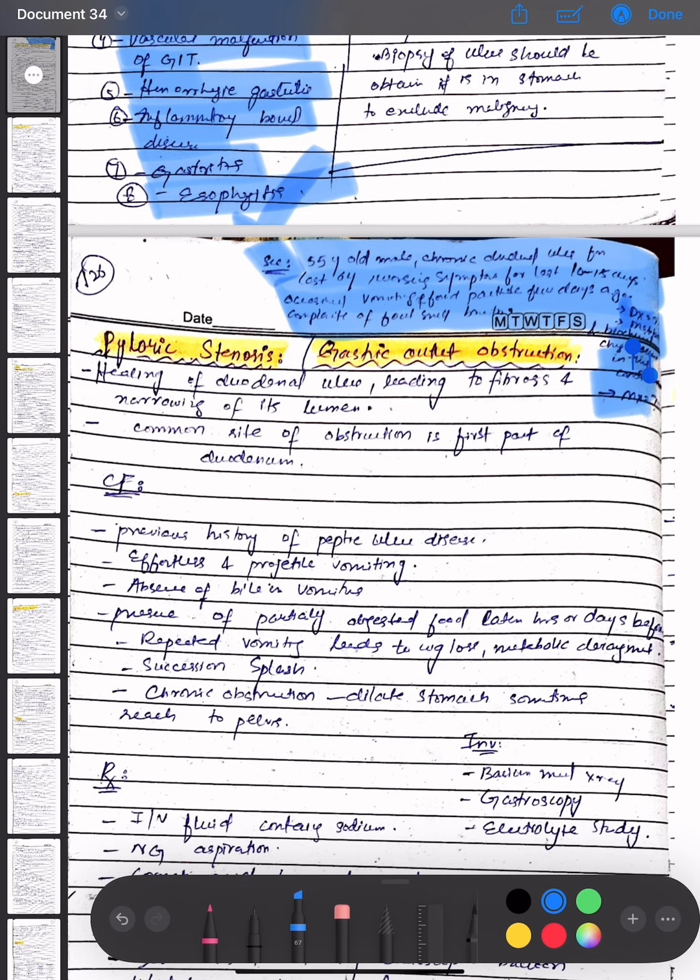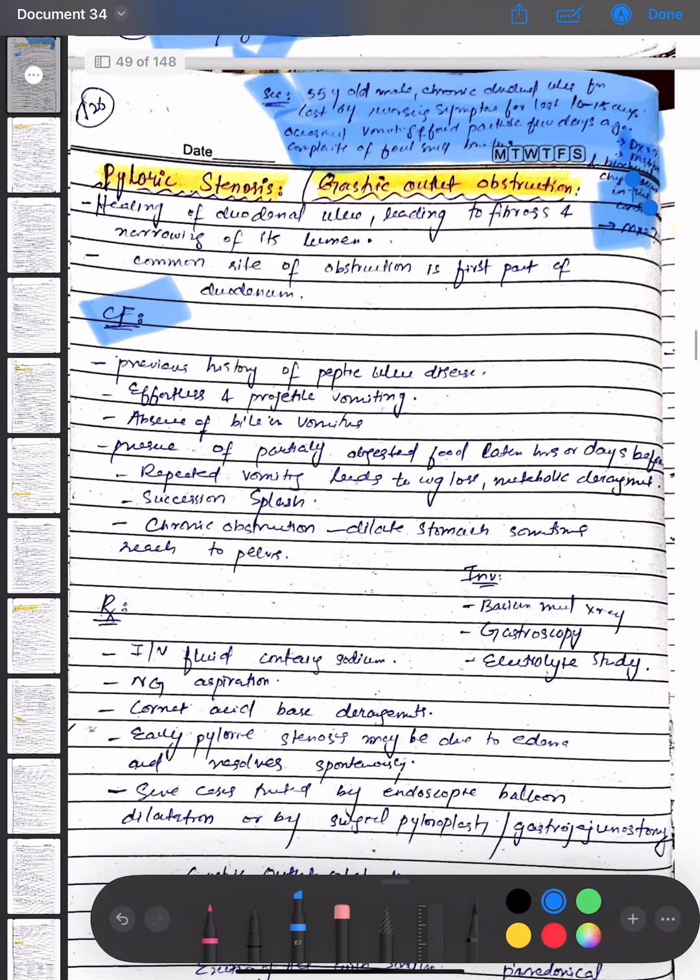Let's discuss. In pyloric stenosis, we have healing of duodenal ulcers leading to fibrosis and narrowing of the lumen. The common site of obstruction is the first part of the duodenum. The clinical features are a previous history of peptic ulcer disease, effortless and projectile vomiting, absence of bile in the vomitus, the presence of partially digested food eaten hours or days before, and repeated vomiting leading to weight loss, metabolic derangement, succussion splash, and with chronic obstruction a dilated stomach which sometimes reaches the pelvis.